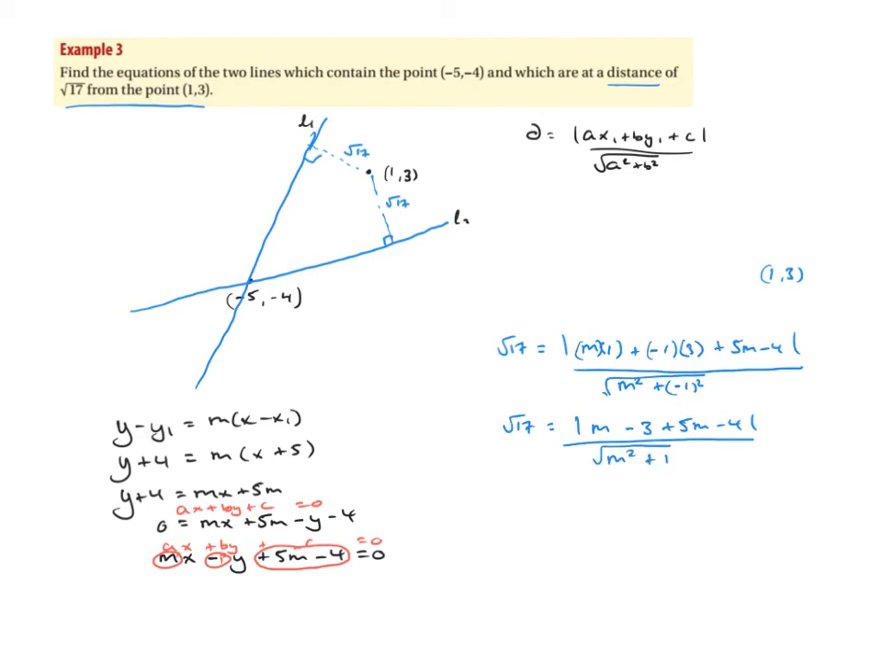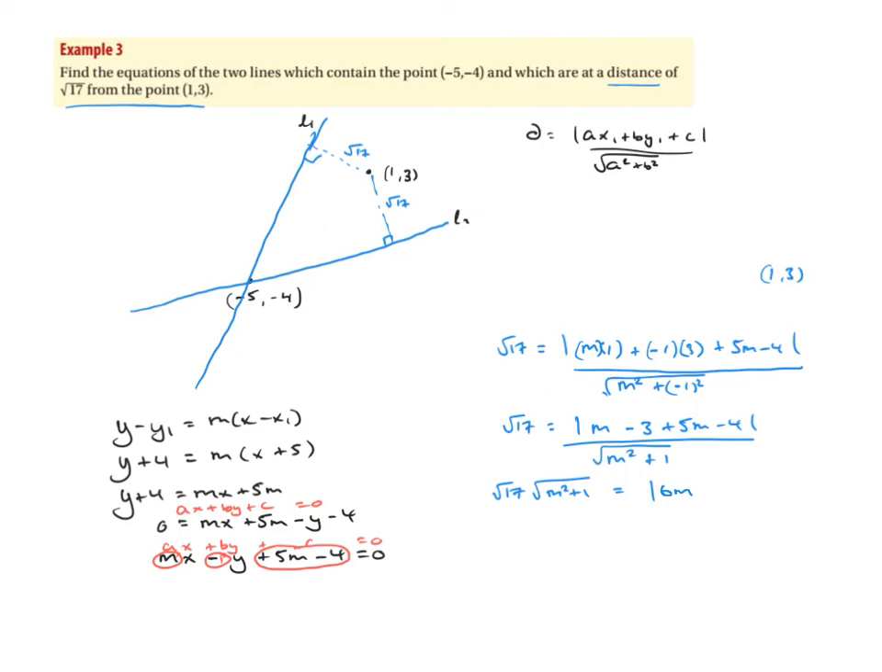I'm now going to take this and multiply both sides by the root of m squared plus 1 to get up to here. And I'm going to tidy up this modulus here. So we'll do that next. So what we now have is root 17 multiplied by root m squared plus 1 is equal to the modulus of m plus 5m here. So m plus 5m is 6m.